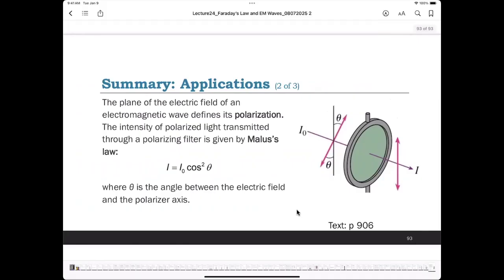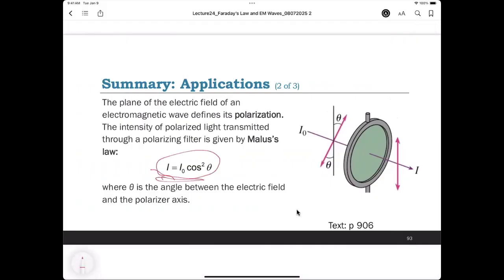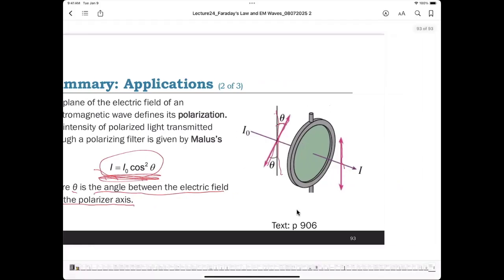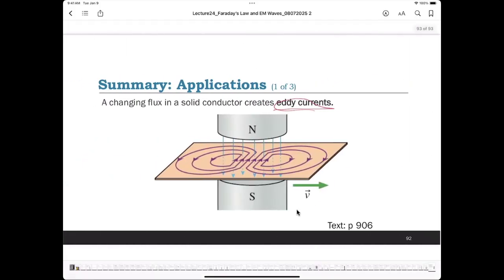And also we talk about polarization. The plane of the electric field of an electromagnetic wave defines its polarization, and the intensity of polarized light transmitted through a polarizing filter is given by Malus's law. Here theta is the angle between the electric field and the polarizing axis. For example, this is the polarizing axis, and this is the electric field, and this is the angle between those two.